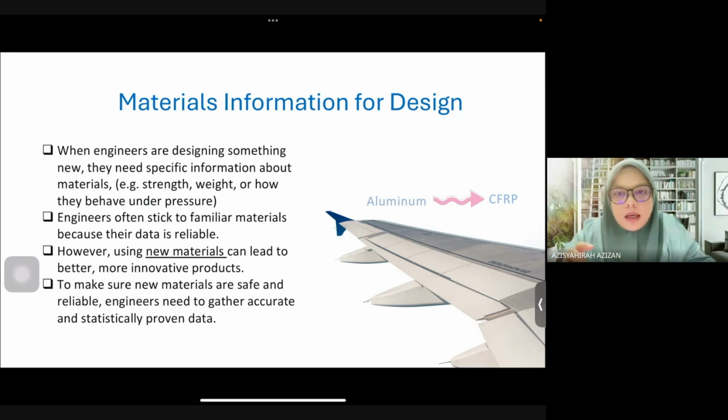But then we have this carbon fiber, all right. Carbon fiber composite is a newer material that is much lighter and much stronger as compared to aluminium. And some more, this carbon fiber also has been used in sport cars and in bicycles. Why? Because by using this material, it helps to improve the speed and also the efficiency of those cars and bicycles. Okay.